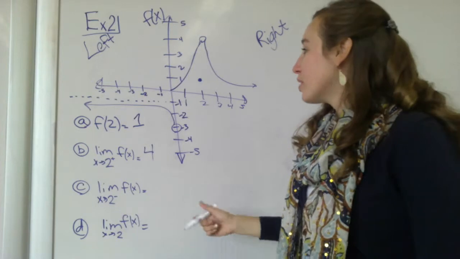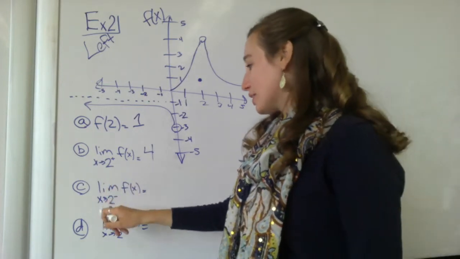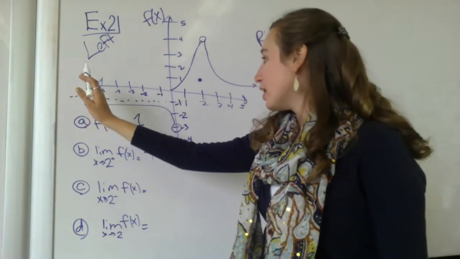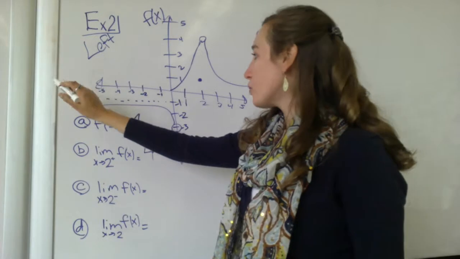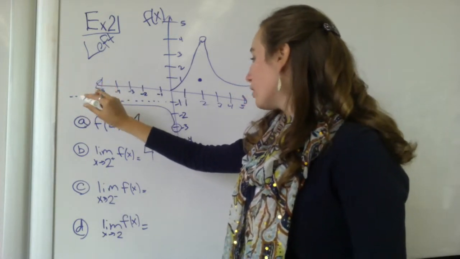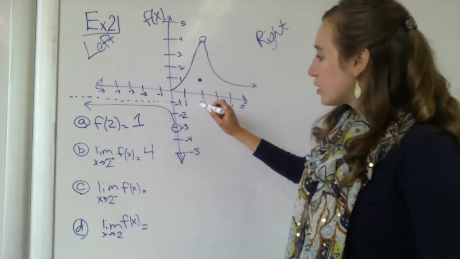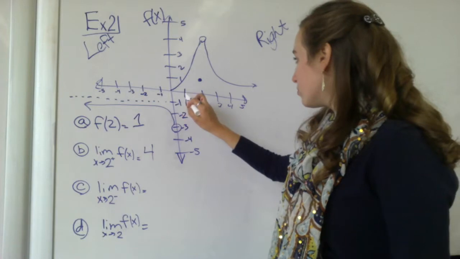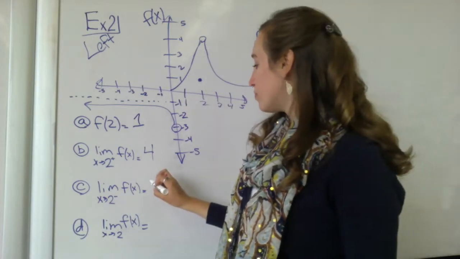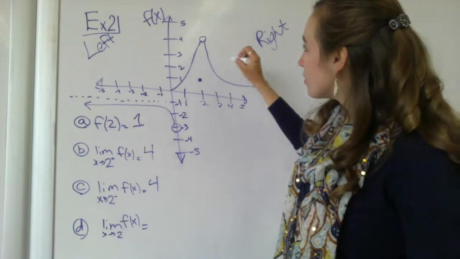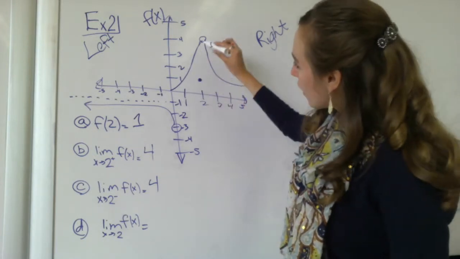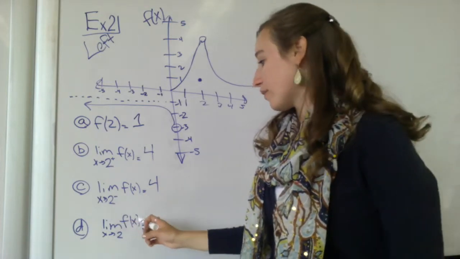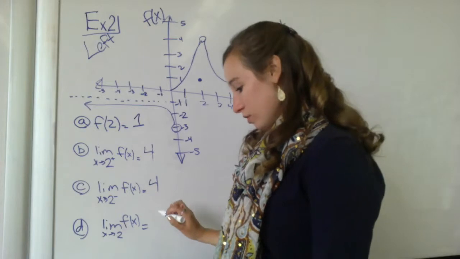And now for C, you're going to find the limit as x goes to 2 from the left of f of x. You go from the left-hand side and follow it to 2 as well. When you follow 2 from the left, you're approaching 4. From the left, you're approaching 4, and from the right, you're approaching 4. So your limit of f of x as x approaches 2 equals 4.